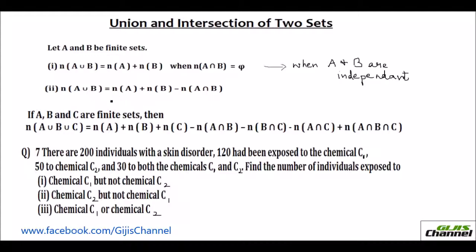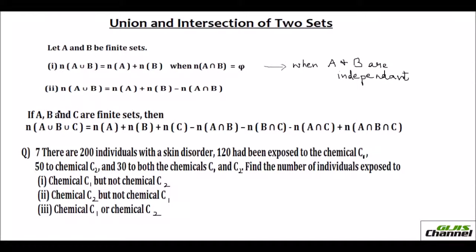If you have any elements in common, then you can use the second formula. That is, number of elements in set A union B is equal to number of elements in set A plus number of elements in set B minus the number of elements they have in common. That is A intersection B.